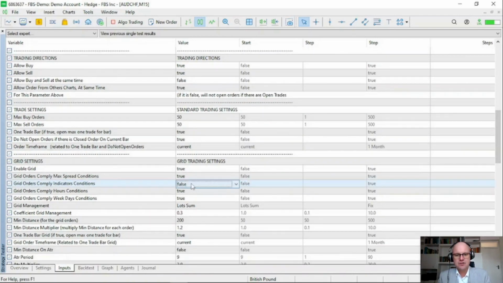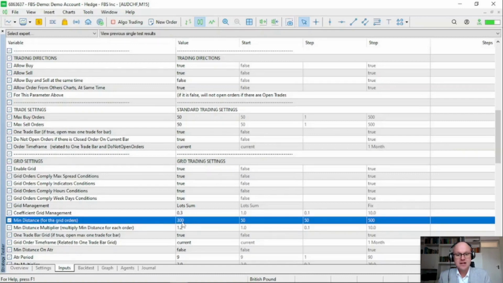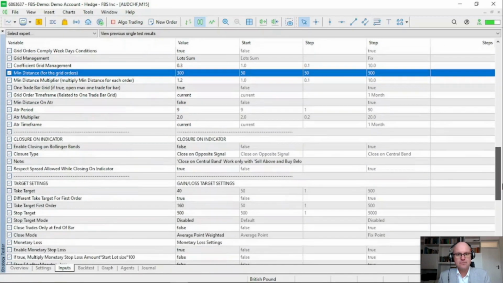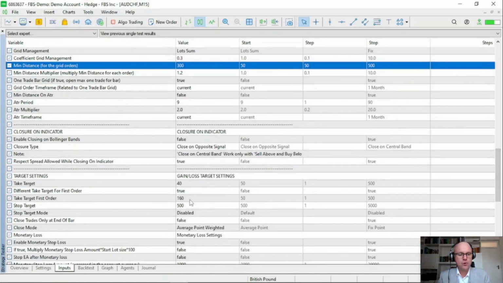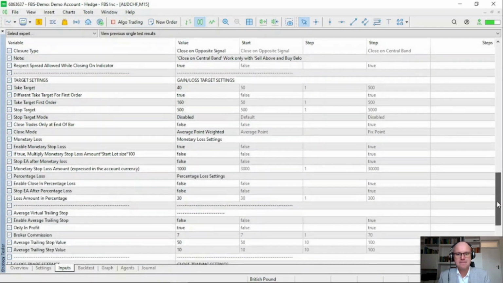And the first thing I'm going to change from false to true is comply with indicator conditions. This means the bot will wait until the price comes closer to the central moving band of the Bollinger before placing another trade. Additionally, I'm also going to increase the minimum distance between the grid orders from 200 to 300 points, or 20 to 30 pips.